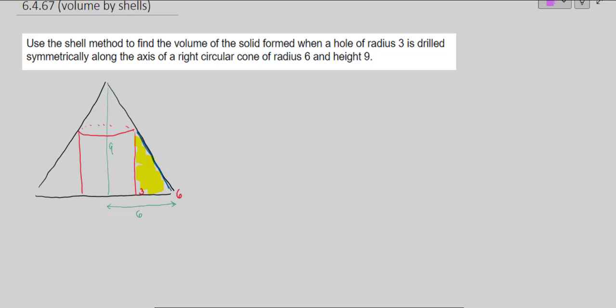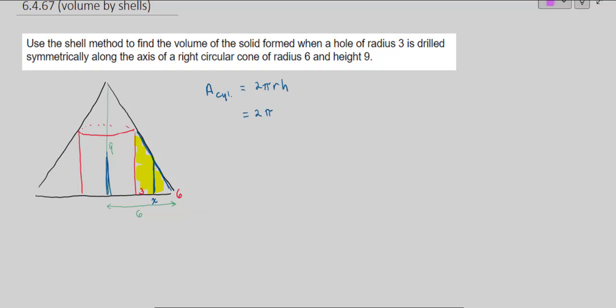Okay, so we will be using a vertical element because we want a cylinder. So when this vertical element at a random x is rotated around this axis right here, it's going to create a cylinder. And we know that the area of a cylinder is going to be the circumference of the base, 2 pi r, multiplied by the height. We then need to get the r and the h in terms of x.